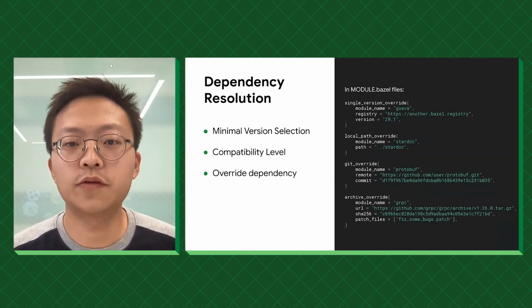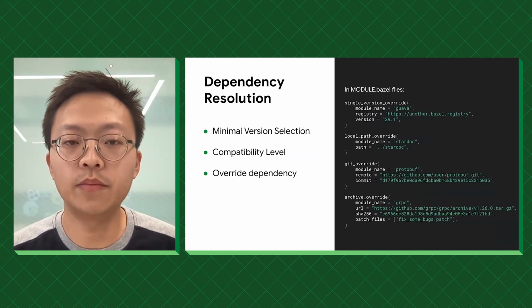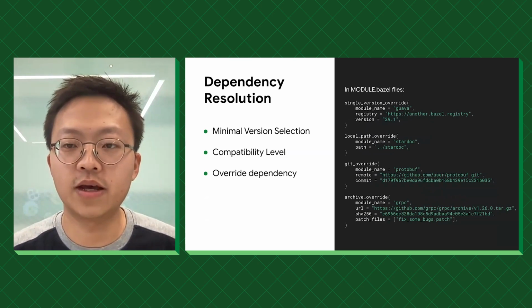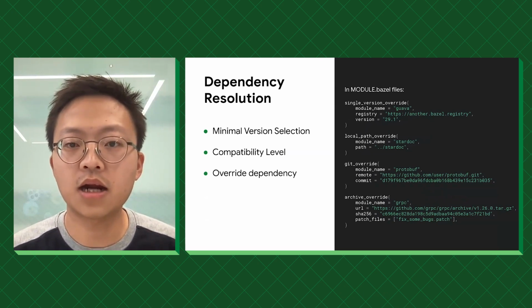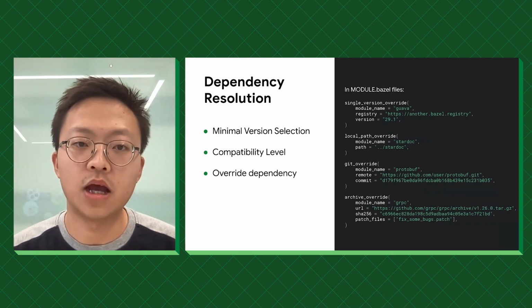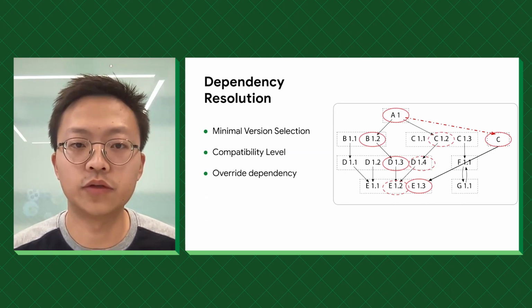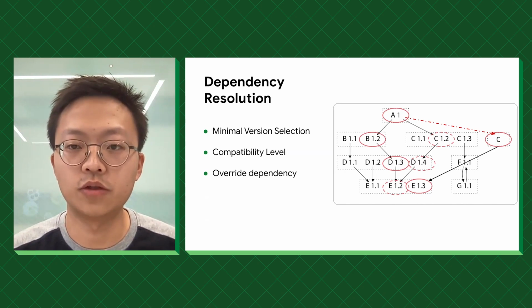While multiple_version_override is a bit magic, we do support other normal overrides to help you pinpoint a module to a certain version. As you can see, you can specify a different registry or version, a local path, a commit from a Git repo, or an archive URL to override a specific module. Using overrides also affects your dependency graph. For example, if C is overridden to a local version which depends on E1.3, your resolved dependency graph will change accordingly.